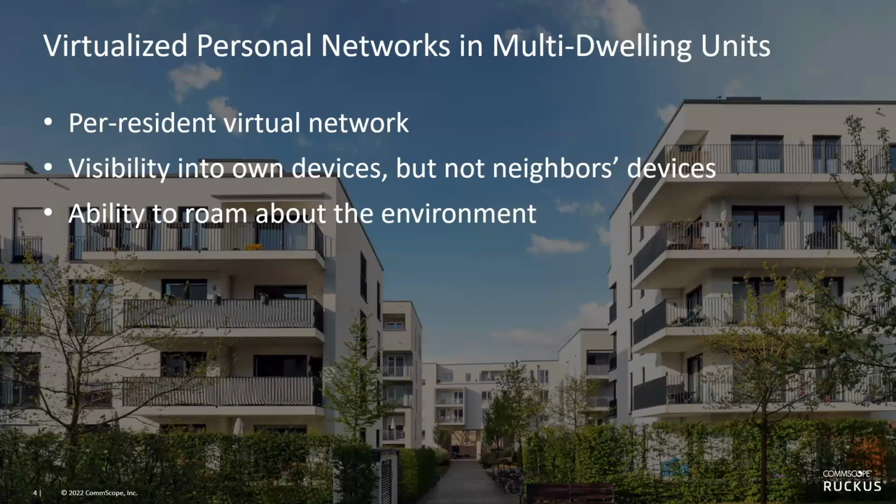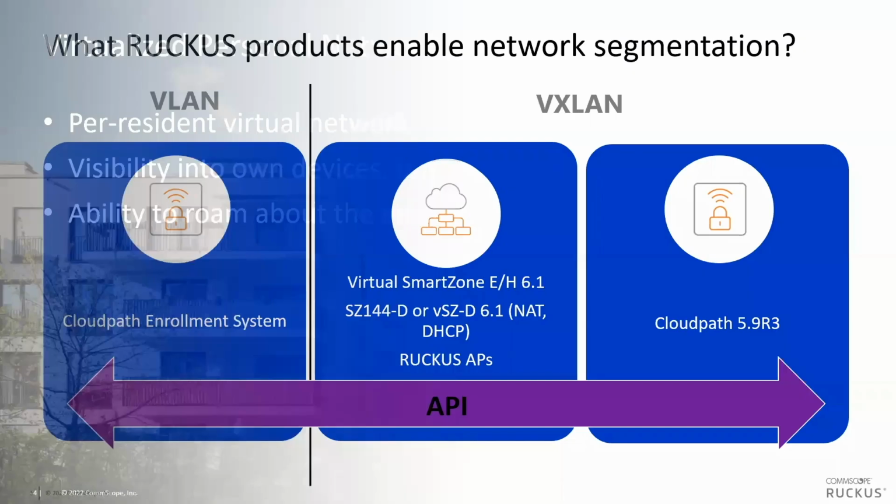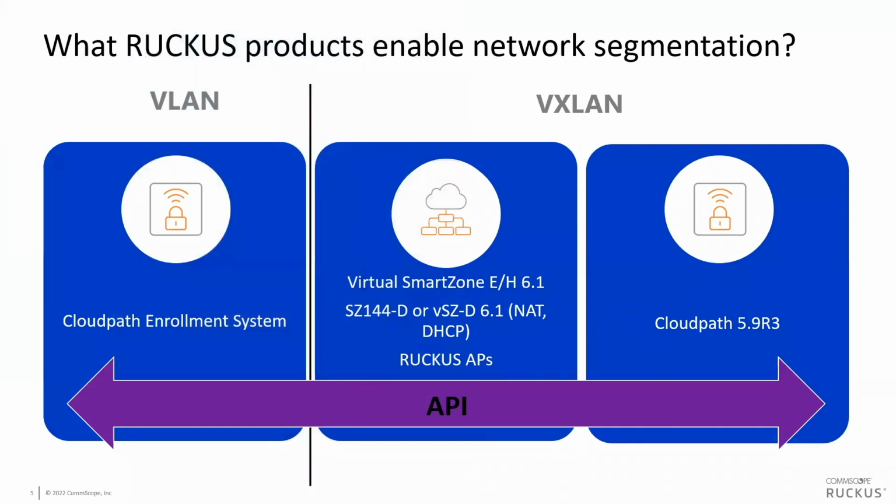And so this is a use case of network segmentation that's specific to this particular industry sector. And what products are there that enable network segmentation within the RUCKUS portfolio? It depends upon the approach that you want to take. But if you want to take a VLAN approach, Cloud Path Enrollment System enables VLAN whether or not you have a RUCKUS network in place. So it would work with networks from other vendors as well.